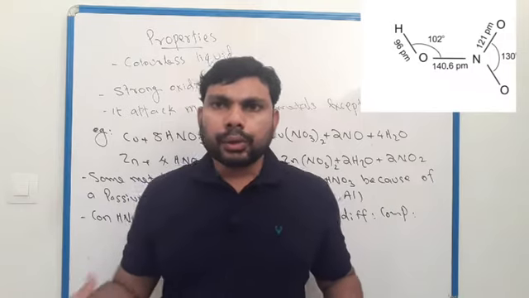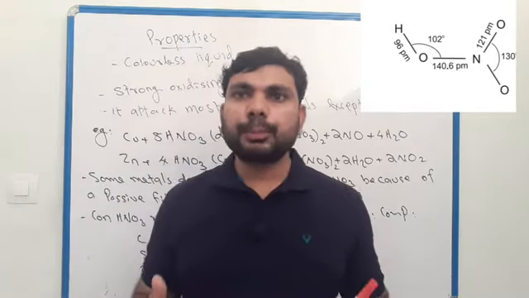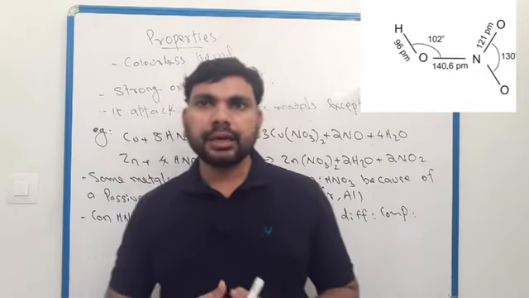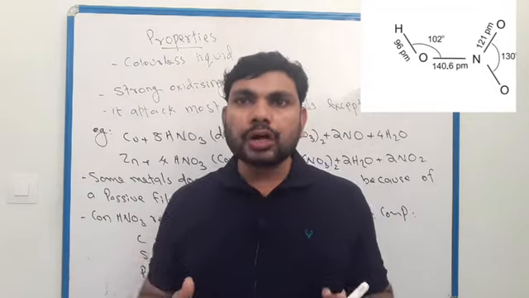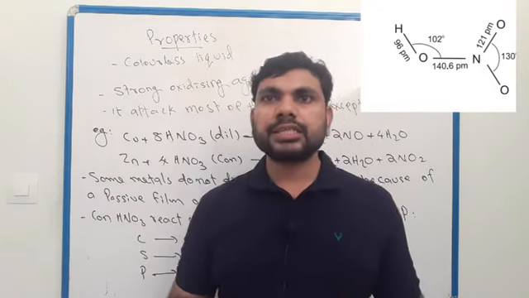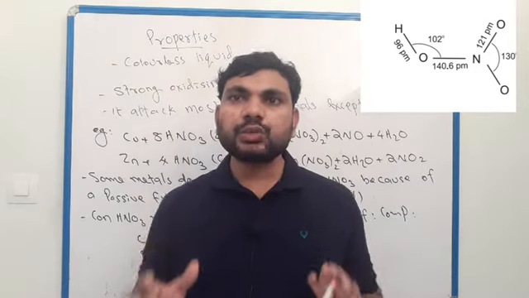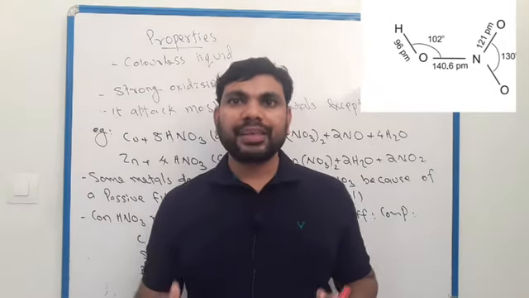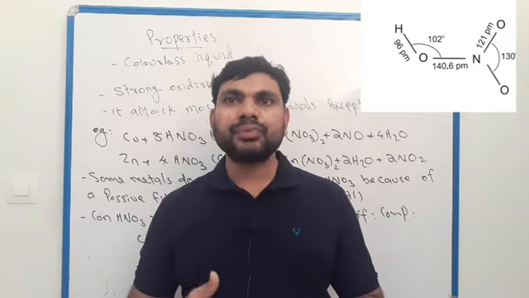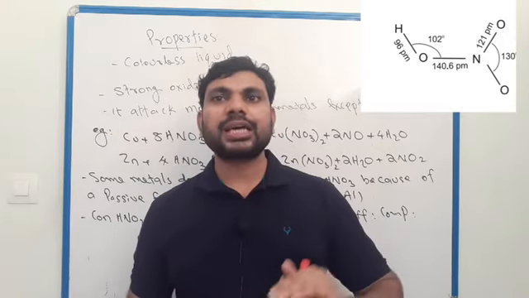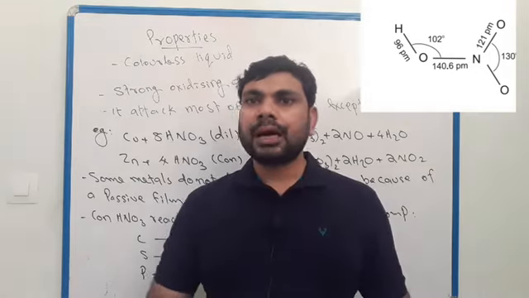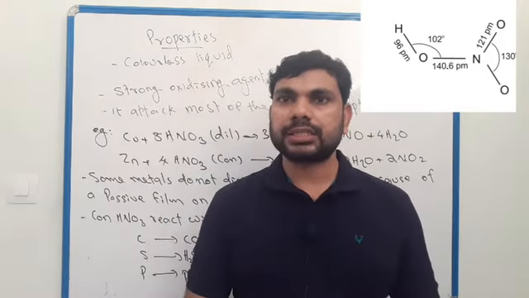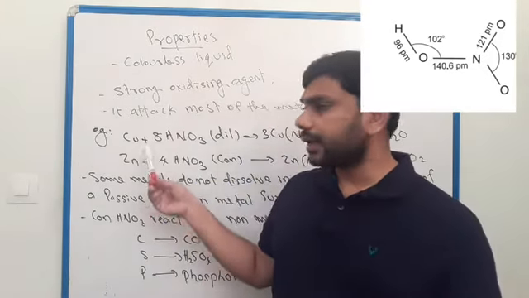Clear? Okay, next we have to understand different properties of nitric acid. Nitric acid is a strong oxidizing agent. It will attack most of the metals except noble metals. Except silver, gold, platinum, these noble metals do not react with nitric acid. Other metals will react with concentrated nitric acid. Clear? Look here, one example.